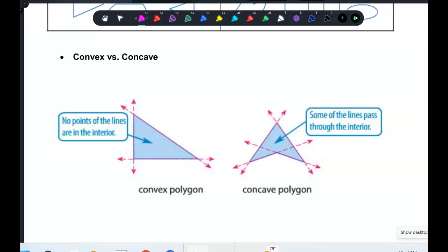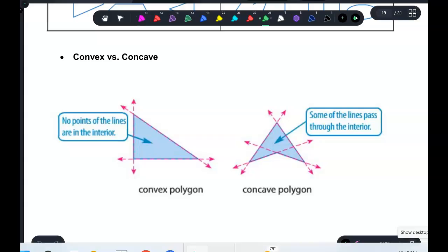Okay, convex versus concave. Again, I'm not going to ask you for the definition for these. I'm just going to ask you to identify which type each polygon will be. Okay, convex. It says no points of the lines are in the interior. Okay, that's kind of confusing language.